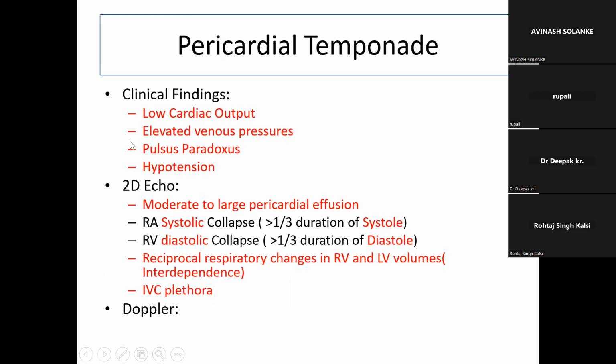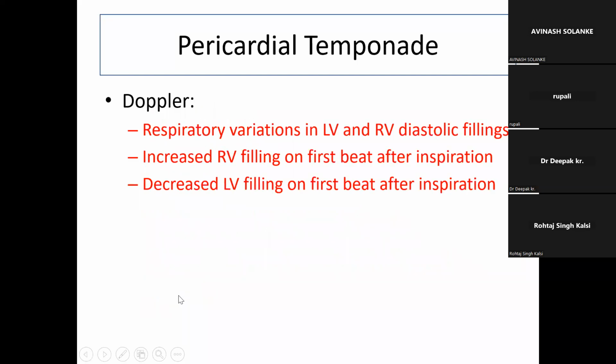Clinical findings: low cardiac output, elevated venous pressure, pulsus paradoxus, hypotension. That's what I told you. If I have to gist all these in echo findings: moderate to large pericardial effusion, even small also, I'll not say no to it. RA systolic collapse, more than 1/3 duration of systole. RV diastolic collapse, more than 1/3 of duration of diastole. Reciprocal respiratory changes in RV and LV volume, that is ventricular interdependence, and RV plethora. Doppler: respiratory variation in LV and RV diastolic filling, increased RV filling on the first beat after inspiration, and decreased LV filling on the first beat after inspiration.